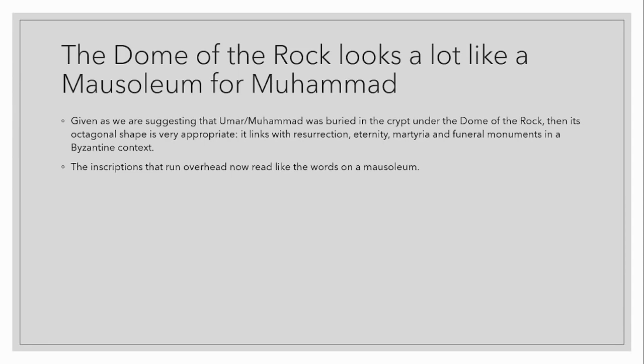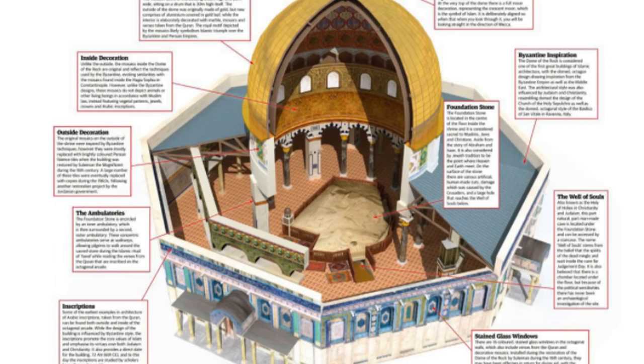The Dome of the Rock looks a lot like a mausoleum for Muhammad. Given that we are suggesting that Umar/Muhammad was buried in the crypt under the Dome of the Rock, its octagonal shape is very appropriate. It links with resurrection, eternity, and funeral monuments in a Byzantine context. The inscriptions that run overhead now read like the words on a mausoleum for Muhammad.